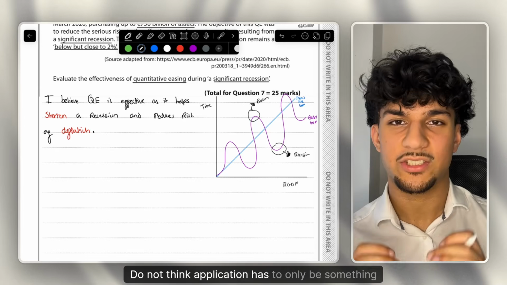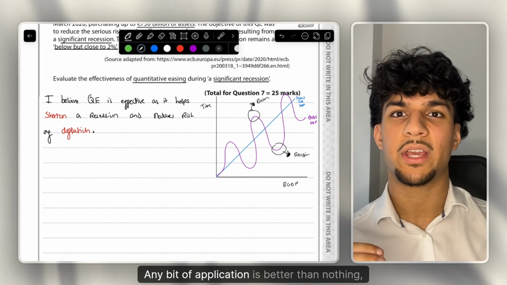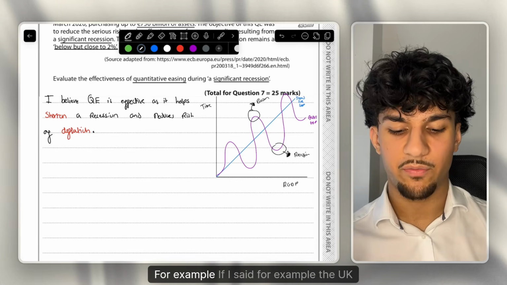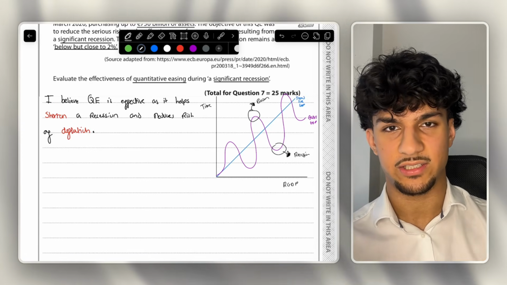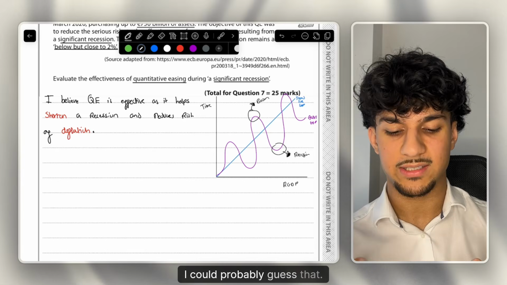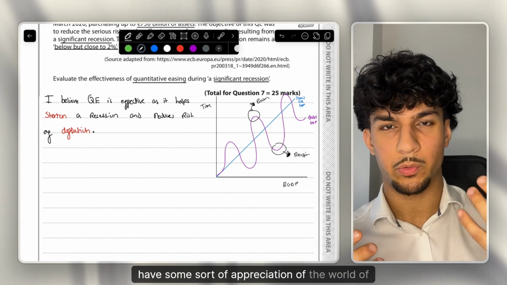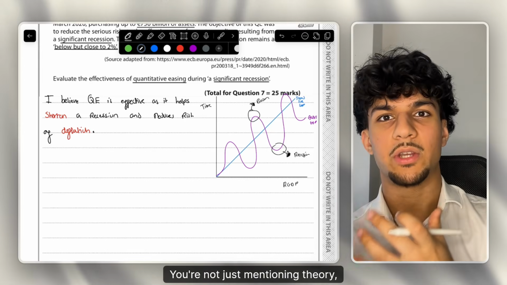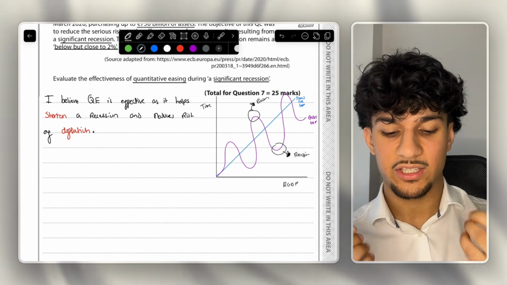Do not think application has to only be something specific. It does not always have to be stats or figures. Any bit of application is better than nothing. Literally, for example, if I said the UK has suffered a recession in the last 10 years, even if I knew nothing about economics, I could probably guess that, and still, just slightly showing the examiner you have some sort of appreciation of the world of economics. You're not just mentioning theory, you're trying to relate that to the real world, and examiners will credit you, even if it is really limited.